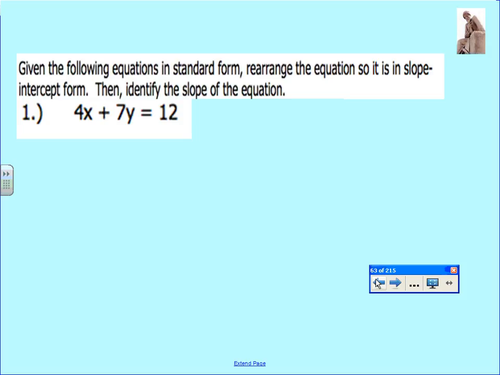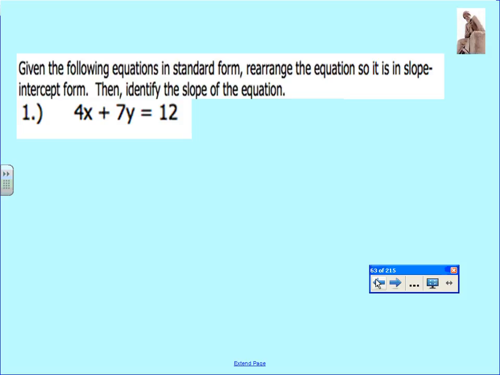Okay, let's go to the next section. Okay, number 1. So here's what I want to do for a couple of these. It says, given the following equations, which are already in standard form, we need to rearrange them so that it's in slope-intercept form, and then identify the slope. So I'm just going to choose like 3 of these. Let's start with number 1.